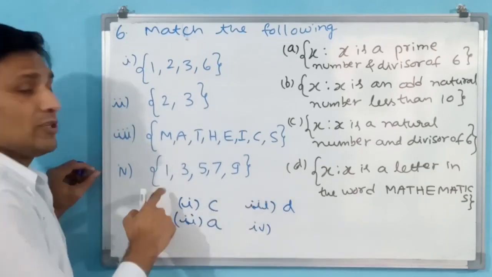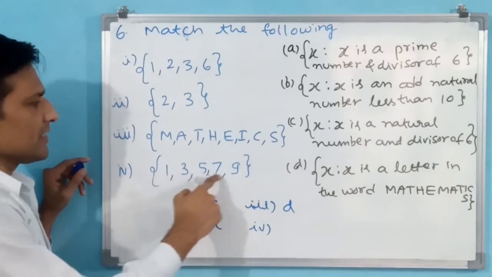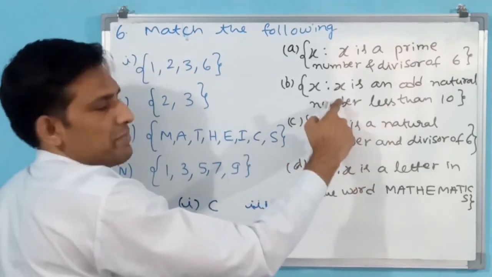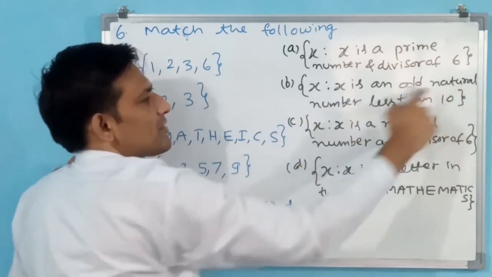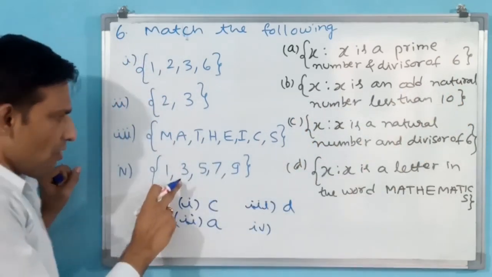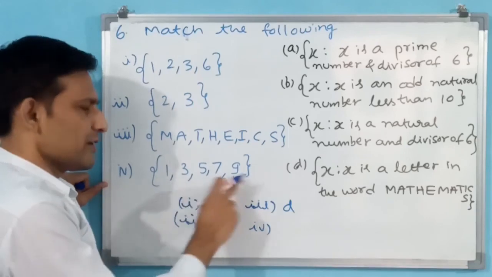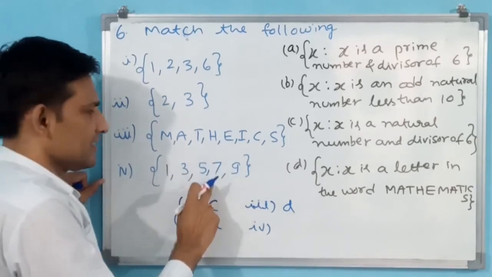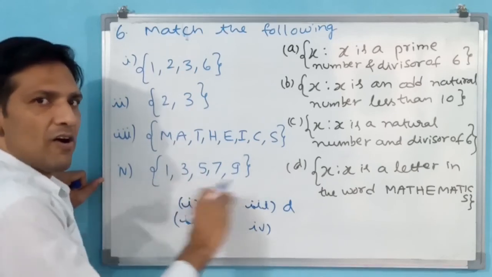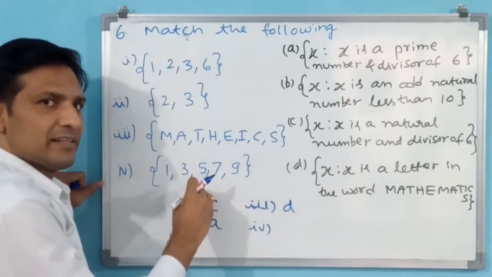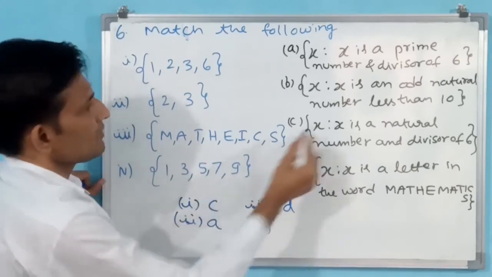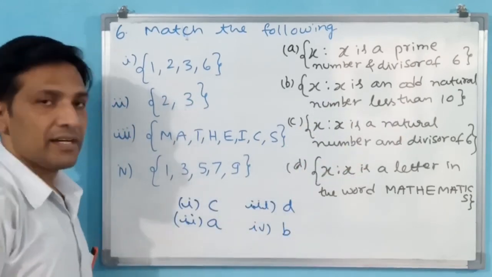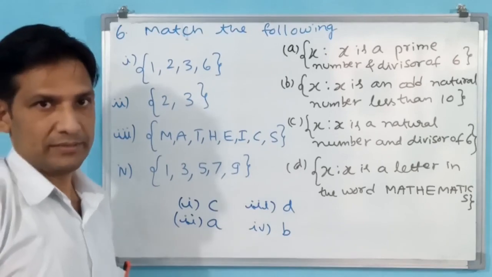Okay, then you go for the fourth one. 1, 3, 5, 7, 9. Only B is left. X is an odd natural number less than 10. See, odd natural numbers. Yes, natural numbers are there, but odd. 2 is not there, 4 is not there, 6 is not there, 8 is not there. Odd natural numbers less than 10 are there. Okay. Then the fourth one is this one, B. This is the answer for this sixth question. Okay.